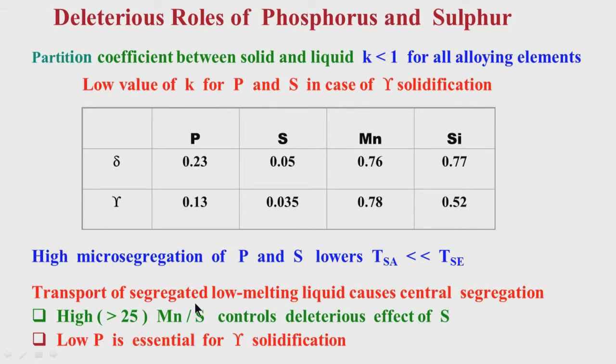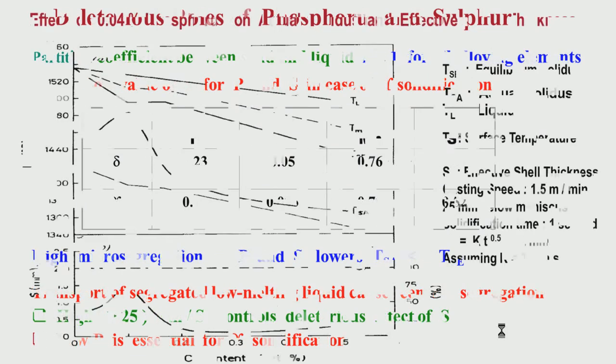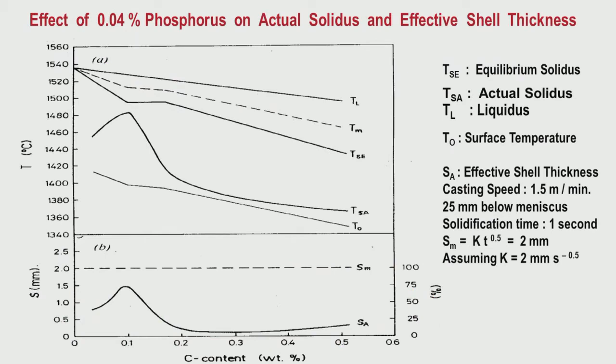But since there is no such savior for phosphorus, unfortunately, the phosphorus value as such has to be low, so that the segregation effect is relatively less. Here some calculations have been done quantitatively, just to show the level of impact of phosphorus: how it affects the actual solidus temperature, and how it affects the solid shell thickness during solidification for different levels of carbon.